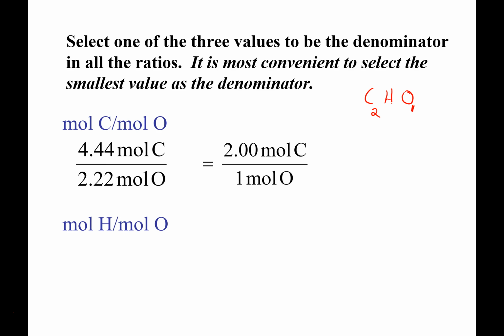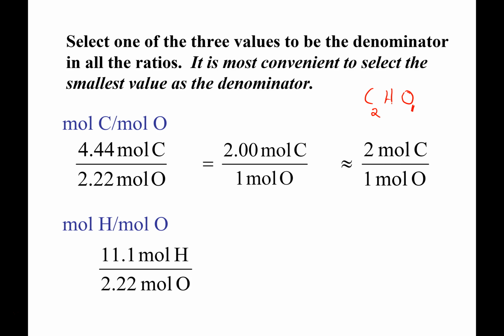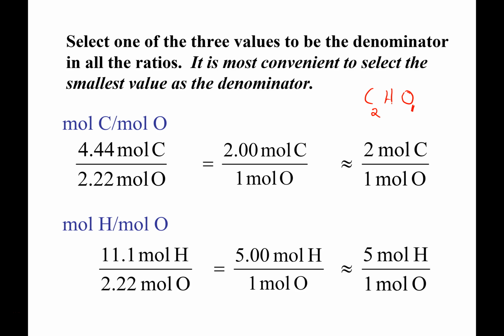Let's do the similar thing with hydrogen. For hydrogen, we got that whopping 11.1 moles of hydrogen a minute ago. If I take 11.1 moles of hydrogen and divide that by 2.22, it might not be as obvious. 5. Yep, it's 5. So now, based upon 1 mole of oxygen, I have 5 moles of hydrogen. Now that's looking more like an empirical formula. And that's it. That's the empirical formula of this compound based upon that weight percent.